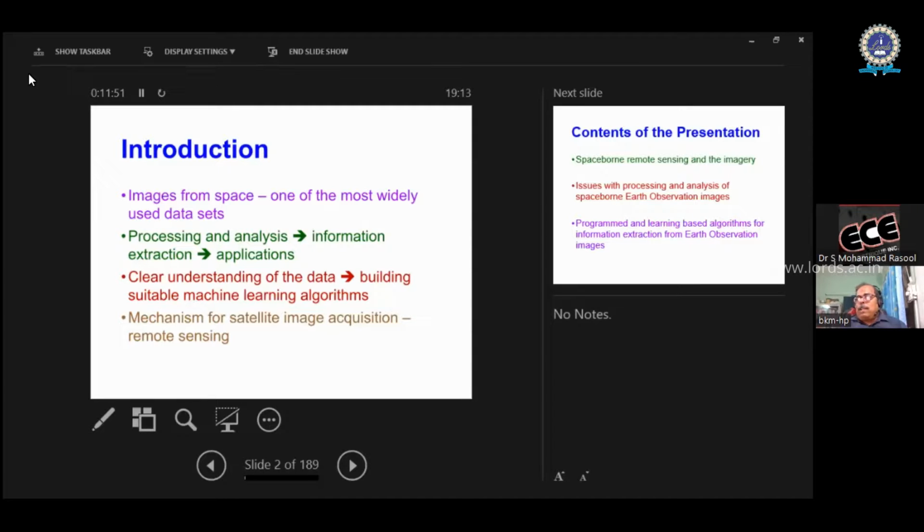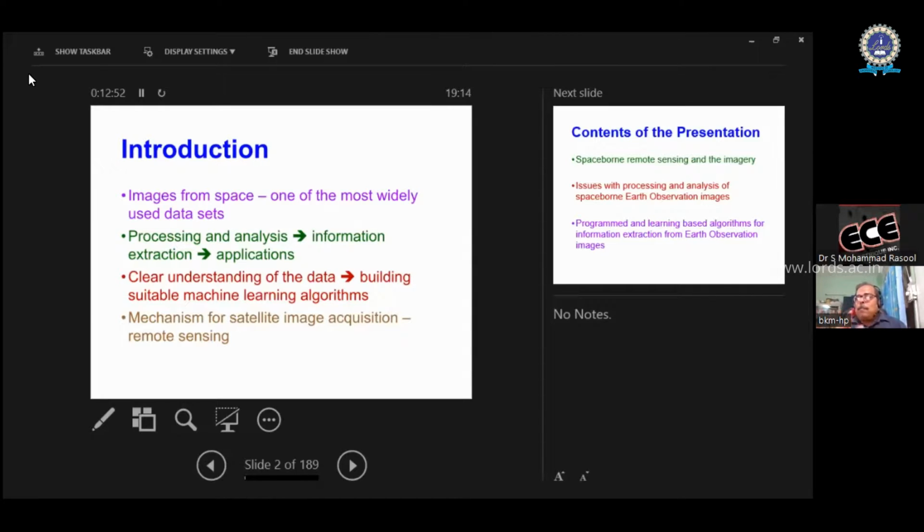Okay, so clear understanding of the data leads to building suitable learning algorithms. So today, most of the work is done using computers, so we can say machine learning algorithms, even though at least half of the time the images are interpreted visually by a human expert just to identify quickly any changes, anything that is worth looking at, particularly from a defense point of view. Okay, but most are, for example, in disasters, like where the buildings collapsed, where the floods are, where the landslide spots are, etc.